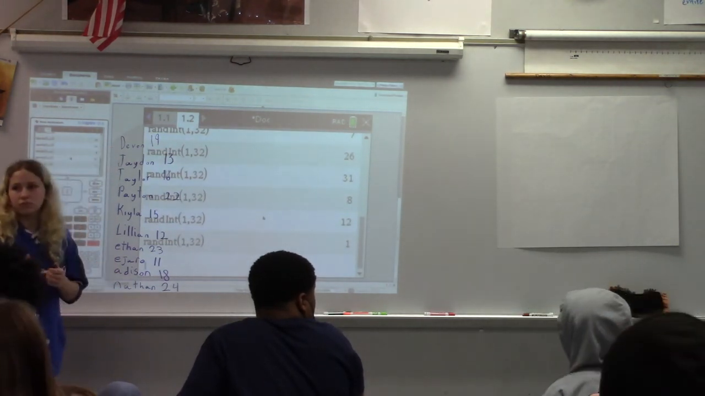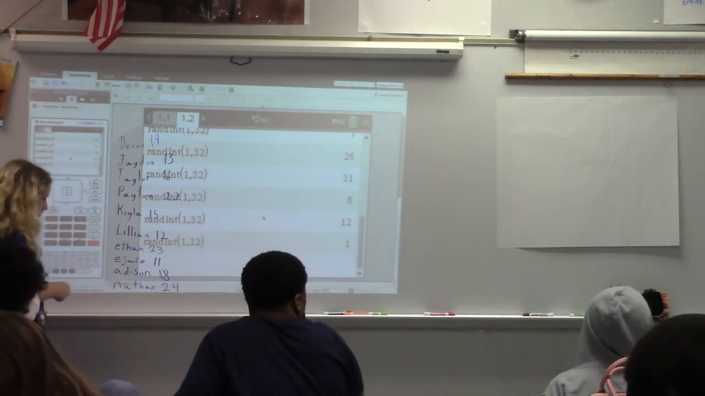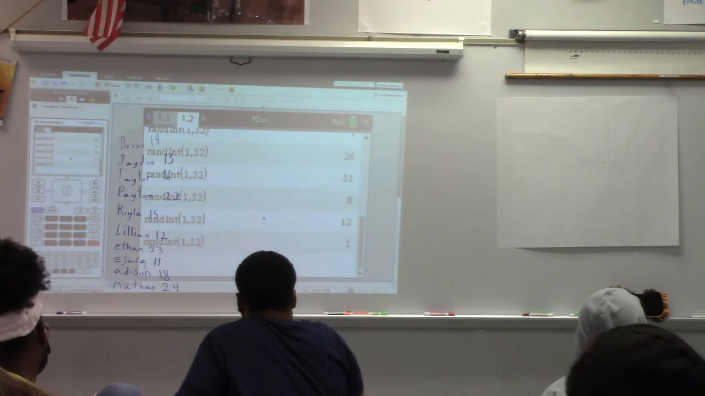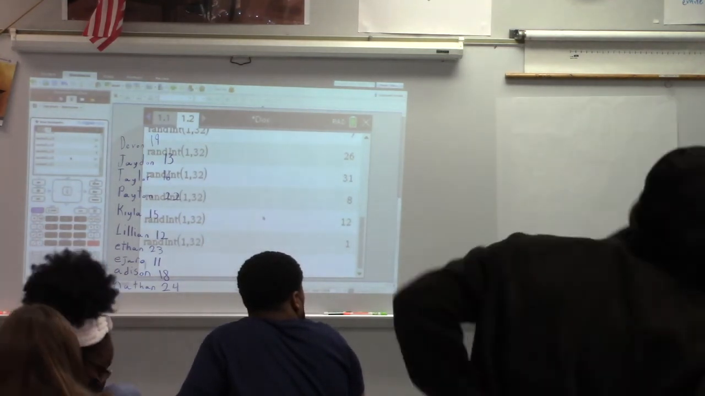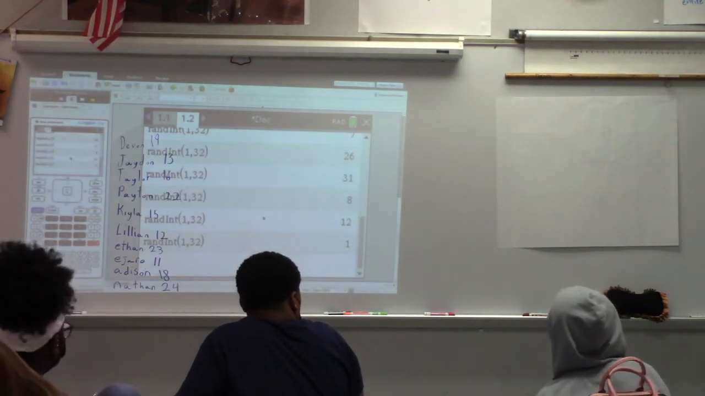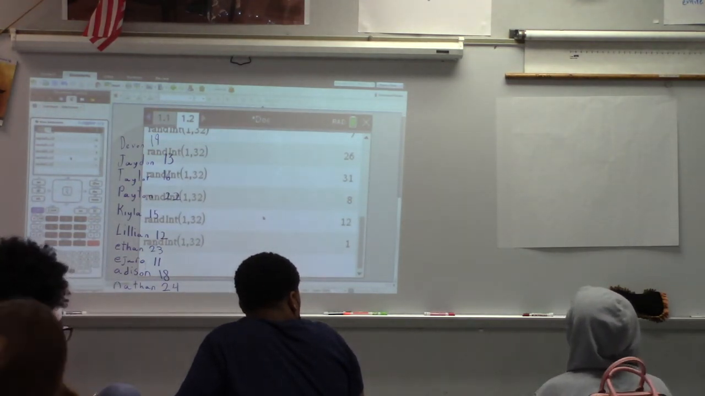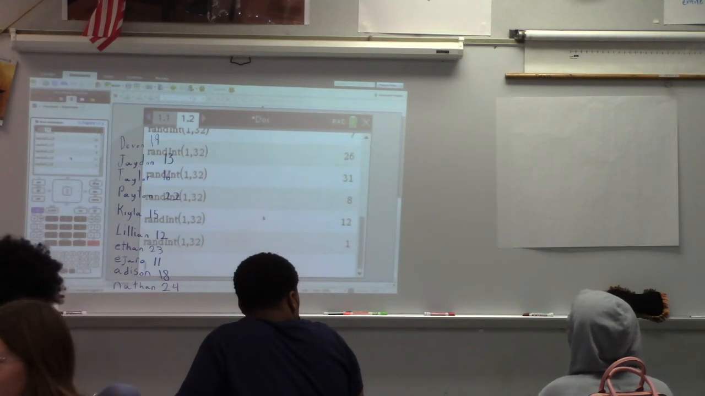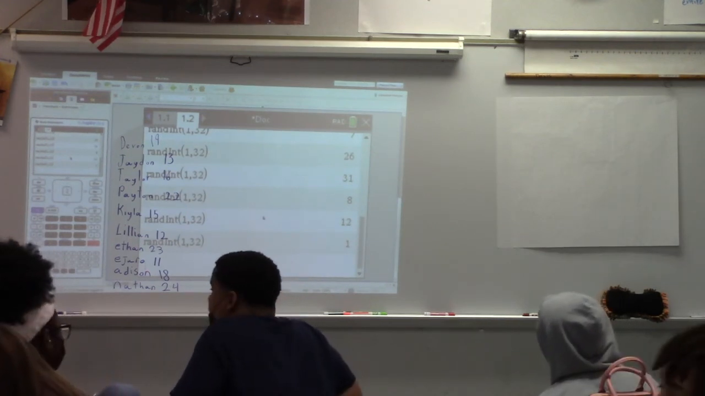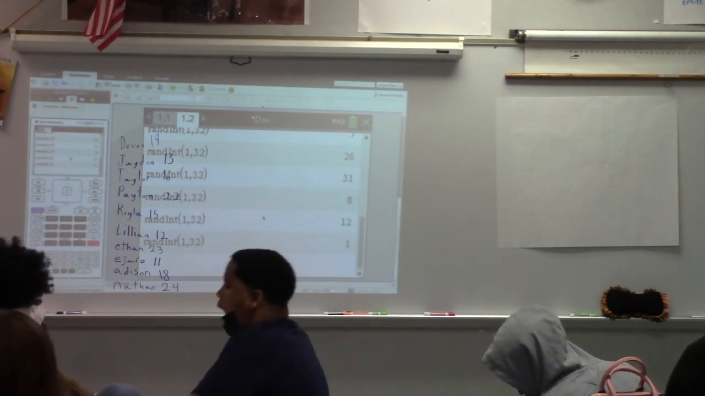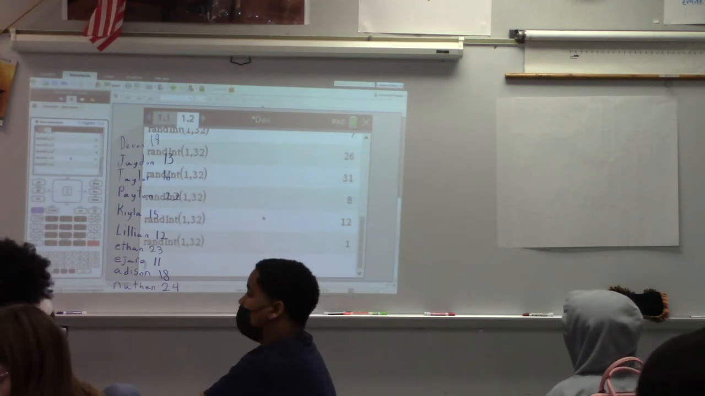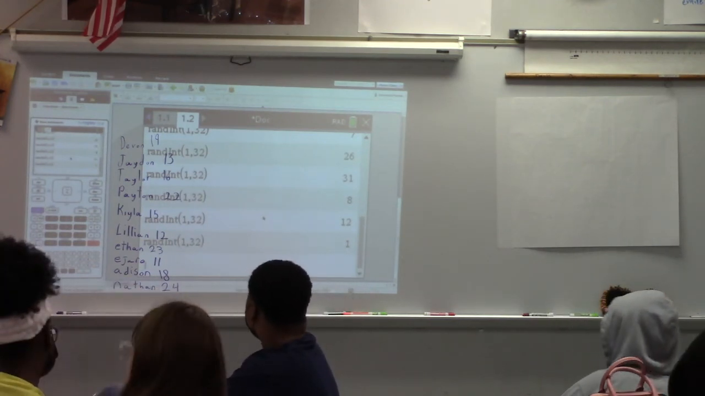Hey, so let's pause here. We got 10 different numbers, 10 different pieces of data. What would be the best way to organize and represent this data? Could we use a box plot? We could use a histogram. We can use a dot plot. So we've got 3 different options. Which one is the best option for this amount of data? A dot plot.